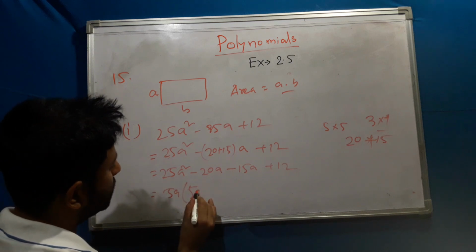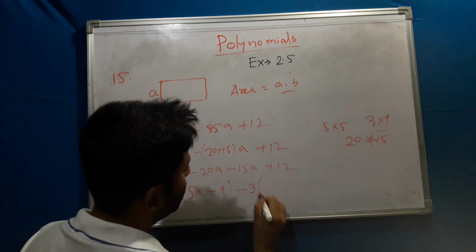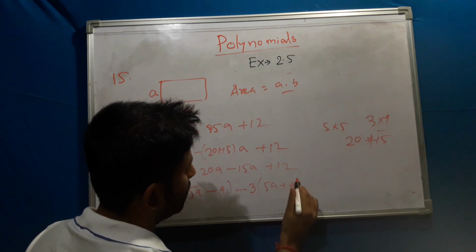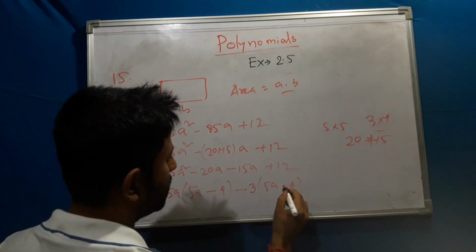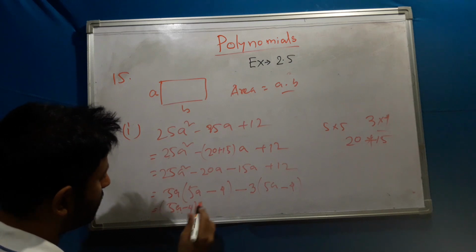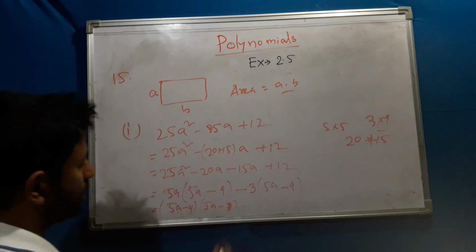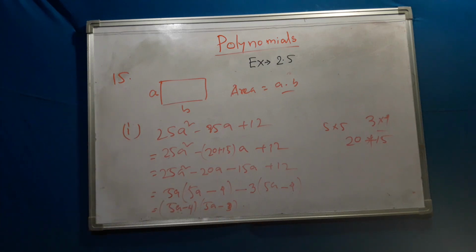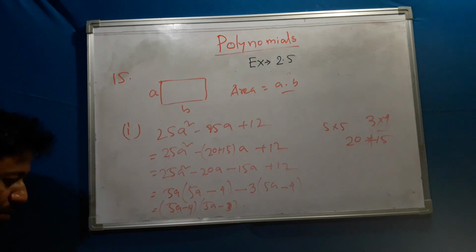Taking 5a common, that is 5a − 4, and taking −3 common, so 5a − 4. So it becomes (5a − 4)(5a − 3). Which will be the length? The larger one will be the length, the smaller one will be the breadth.